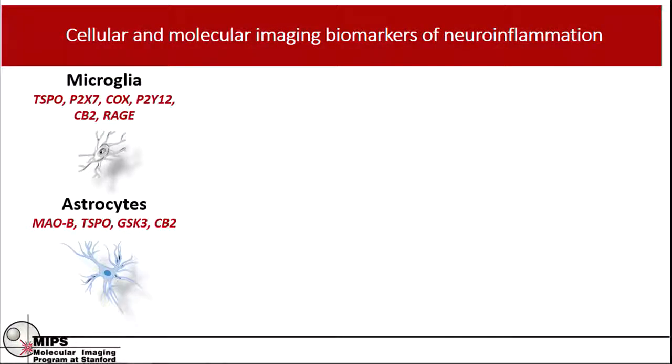But just to start, we have the brain's innate cells, so your microglia and your astrocytes. I've spoken a little bit about microglia. Here is a list of some of the targets that people have been looking at. I'll spend a little bit of time talking about TSPO, P2X7, P2Y12, and RAGE. There are so many more, so I encourage you, if you're interested, to read some reviews or come and talk to me. Astrocytes, the main target that people have been investigating is really monoamine oxidase B, so I'll talk a little bit about that.